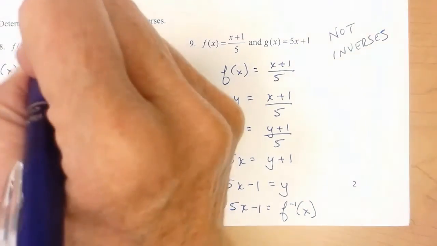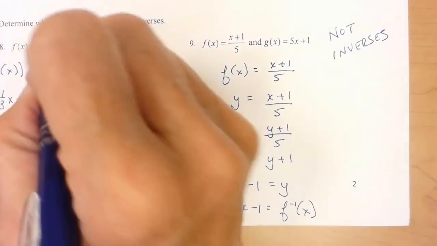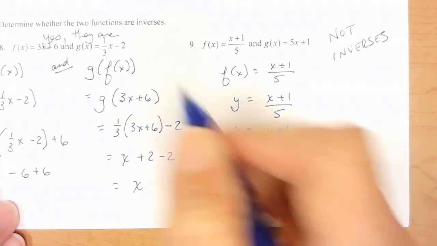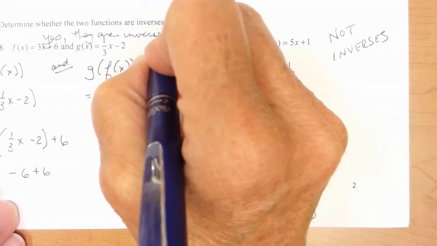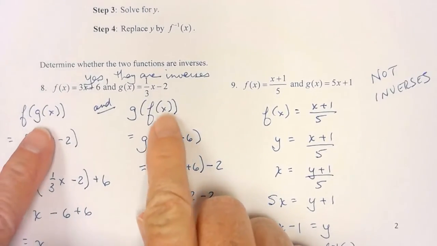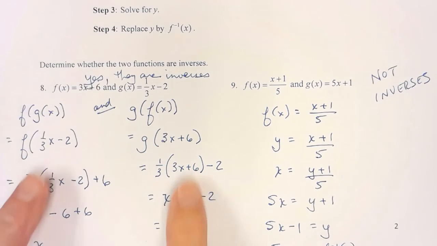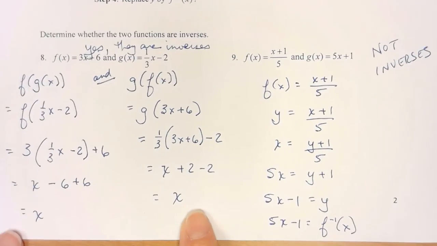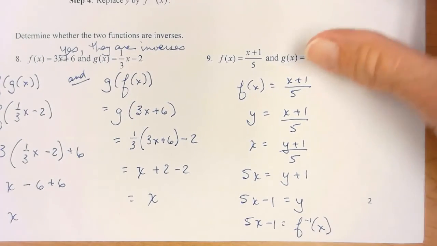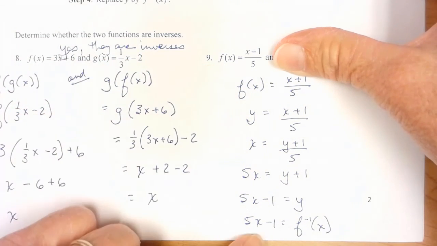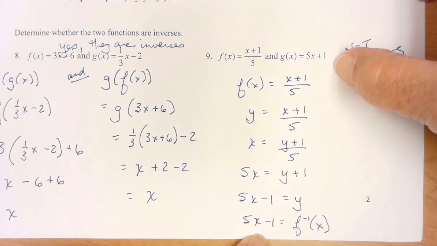I didn't say these were. Yes. They are inverses. So I've got two ways. I can go and use my composition of functions, but I have to do both of these ways and see if they end up being x, or I can take one function and find its actual inverse and then compare and see if they're the same. So whichever way you want to do, it's up to you. Thank you.